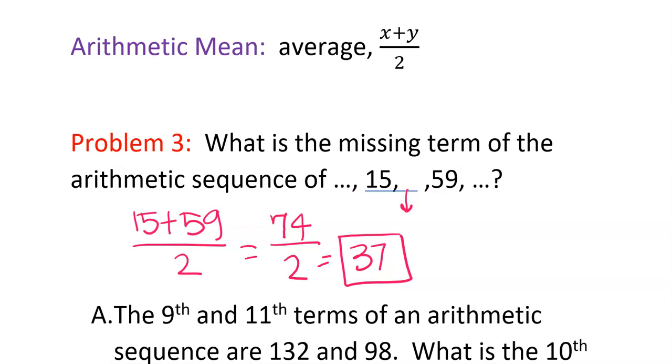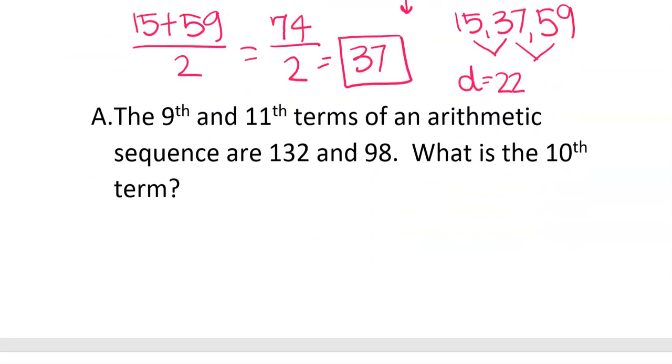When you're looking at this one, you could find the common difference after that if you needed to. So when they go in the order of 15, 37, 59, if you subtract the two, you'd be able to find the common difference, which in this case is 22. If you add 37 plus 22, you should get 59. So if you ever had to find the common difference from that, you could very easily.